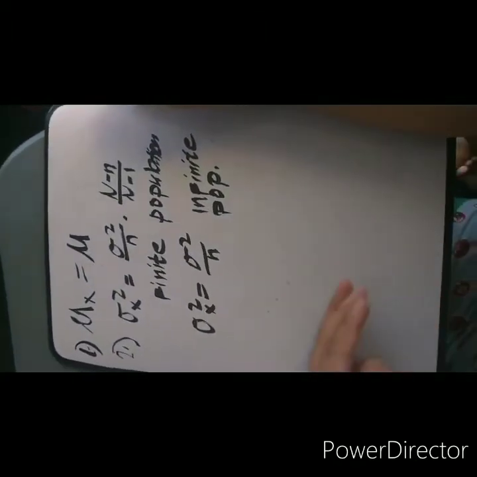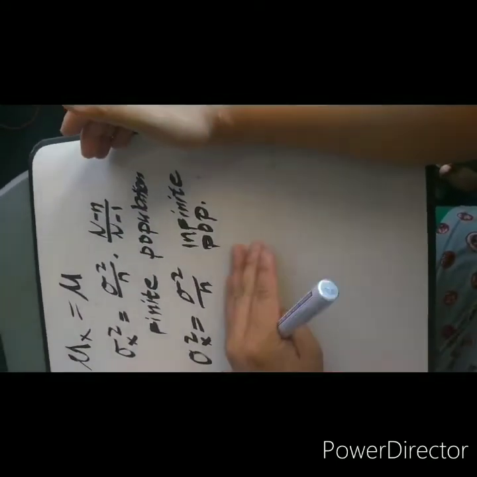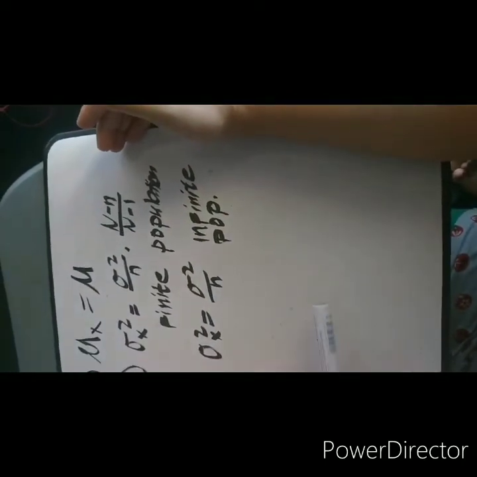Sometimes you cannot get the exact number of the population here in Baguio City. So you could just use the infinite population variance formula.